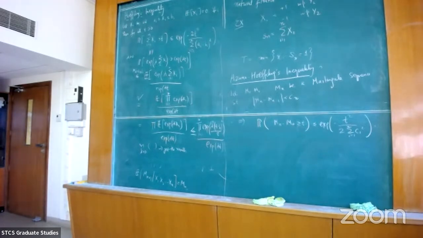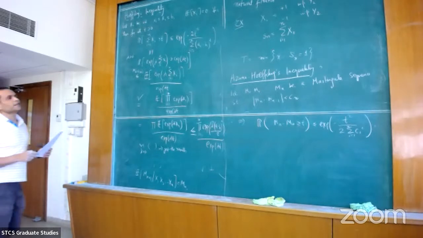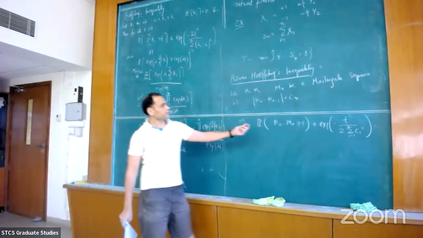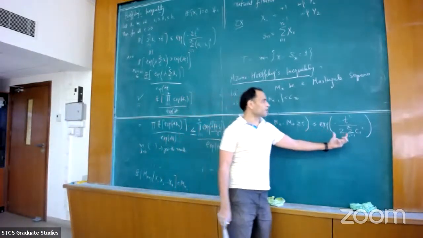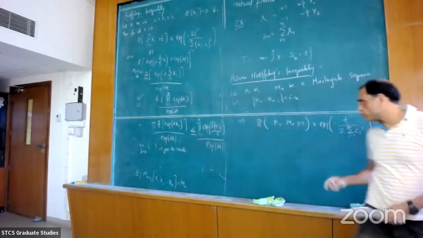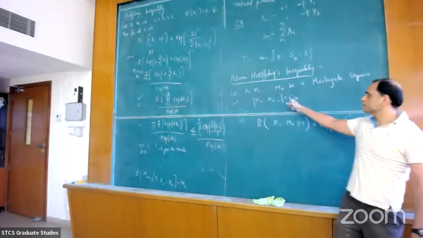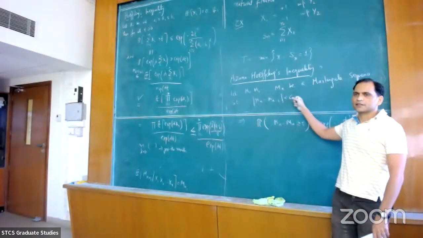Is the statement clear? You're bounding the difference between the nth random variable and the zeroth random variable. I'm trying to bound it as well, with 1 over the summation of Ci square, where Ci is the bound on successive differences.